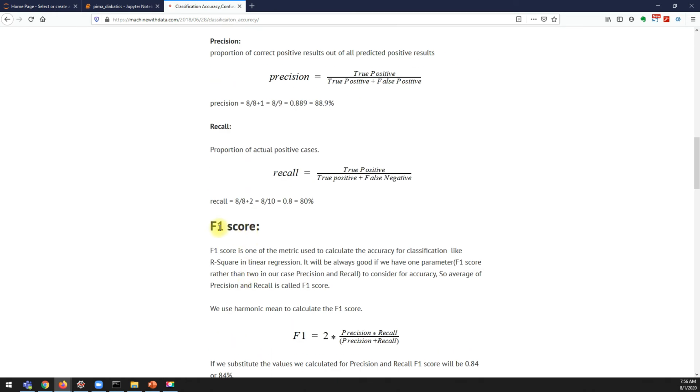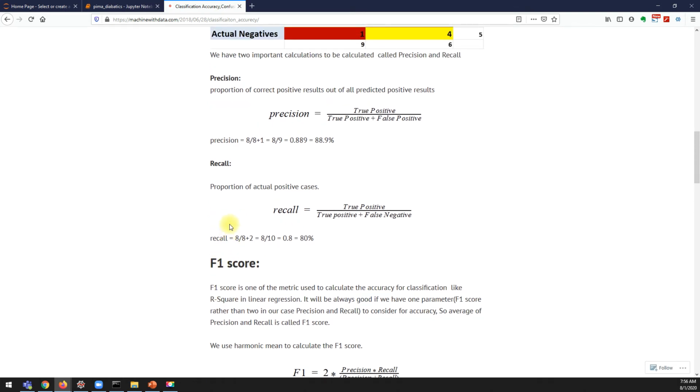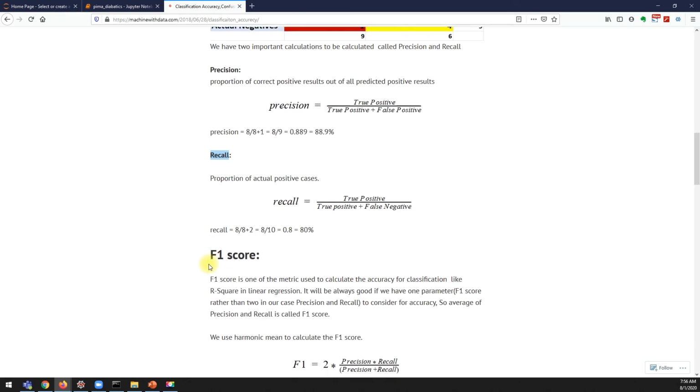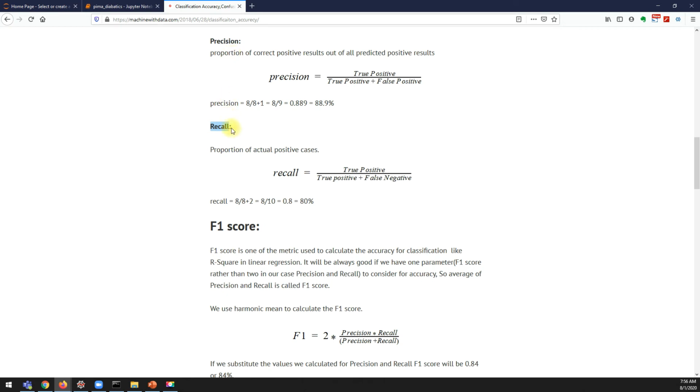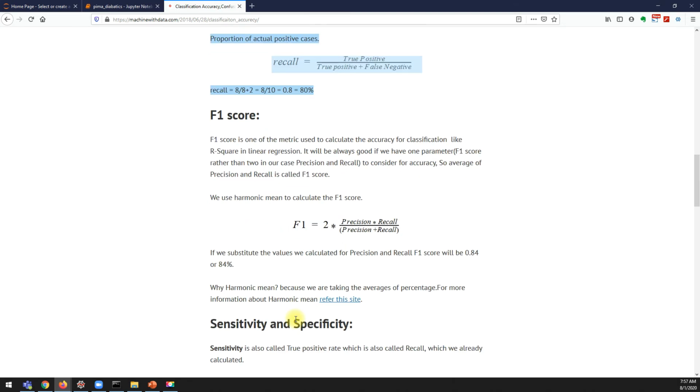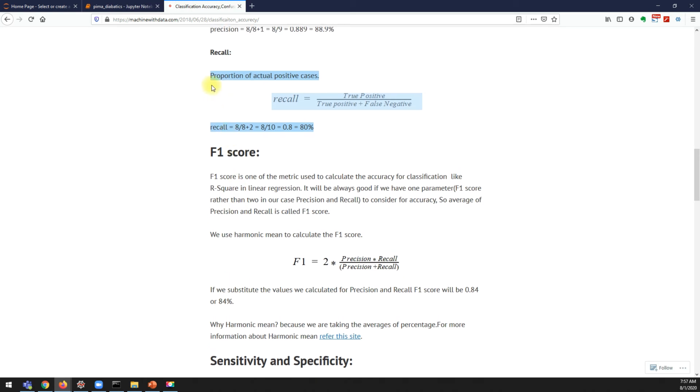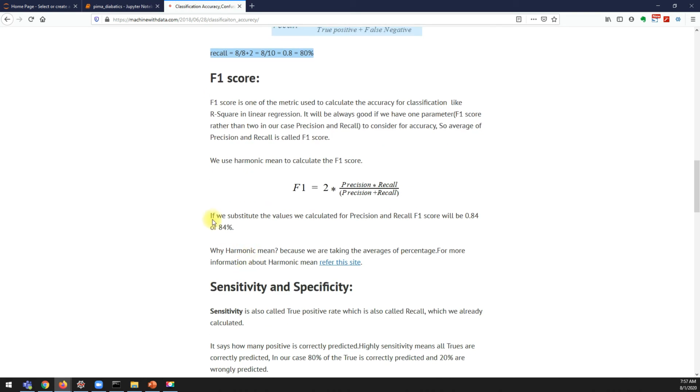And we also have one more metric called F1 score. What the F1 score does is give you the harmonic mean of your precision and recall. What is harmonic mean? We know mean, right? Mean is the sum divided by the total number of observations. When you talk about precision and recall, these are percentages, not actual numbers. When you want to take a mean of percentages, you go for the harmonic mean. The F1 score for this precision and recall will be 84%.